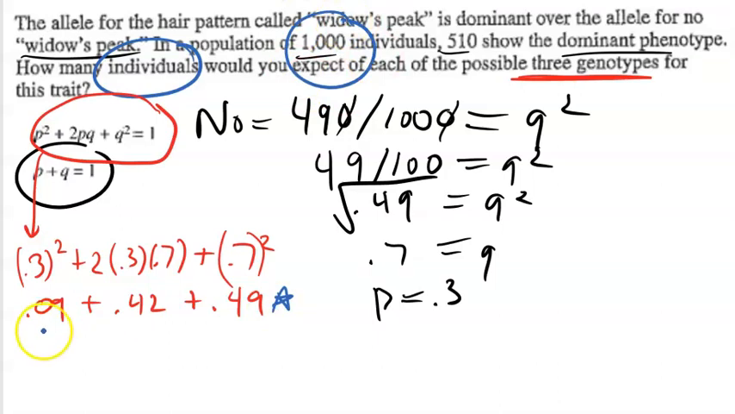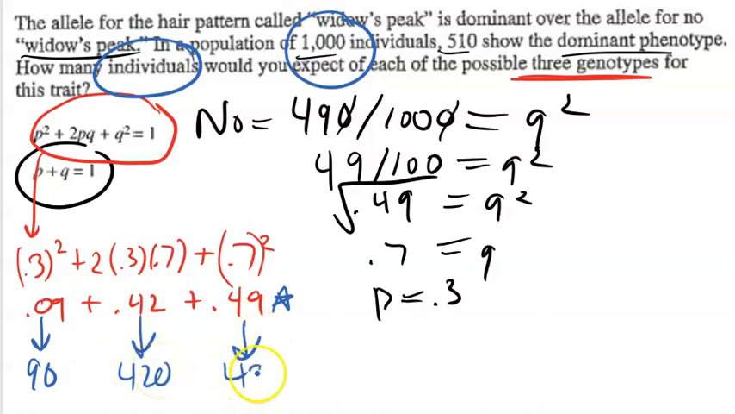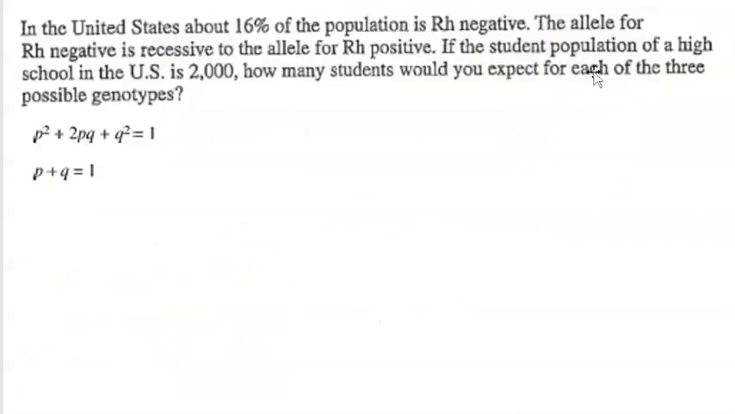When we do that, we know that there are going to be 90 individuals with the homozygous dominant genotype. There will be 420 with the heterozygous genotype and 490 individuals with the homozygous recessive phenotype. Again, it's all running through Q squared. Make sure you can differentiate Q squared from Q.